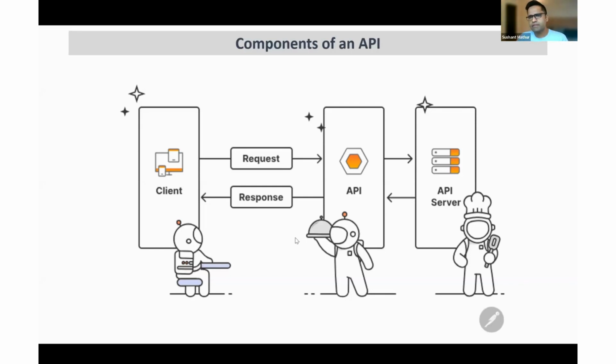Let's look at different components of APIs. All of us understand the basic definition of what an API is. Now let's talk about different components. This diagram that you see on the screen, hopefully it's okay for everyone now, talks about different components, and it's a simple client-based architecture that we are talking about.